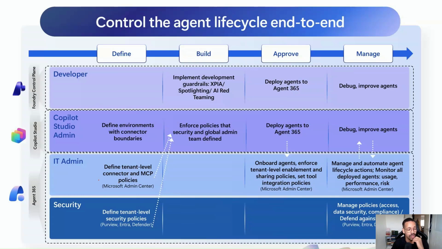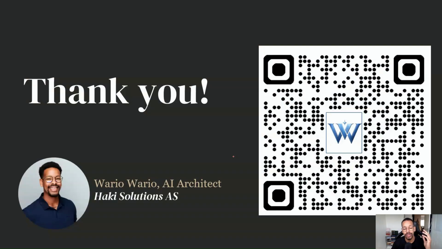Quick walkthrough of what is where. So the control plane, agent lifecycle end to end, you have Agent 365 living down here. And then you have the Copilot Studio and the Foundry control plane. This is where you can define tenant-level connector policies. This is all in the admin center for Power Platform. And then you can define tenant-level security policies, which is in Purview, Entra, and Defender. And you can onboard the agent. So if you just define, build, approve, and manage, and follow the steps that Microsoft has defined, you will have a good baseline.